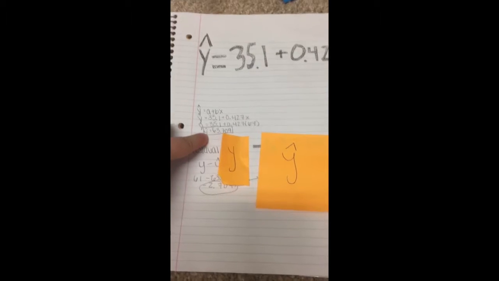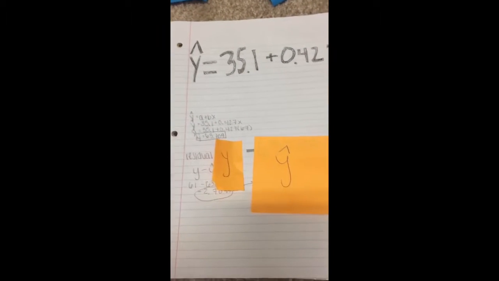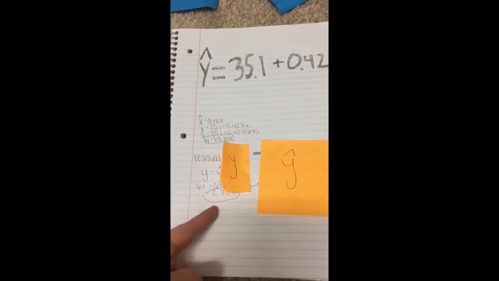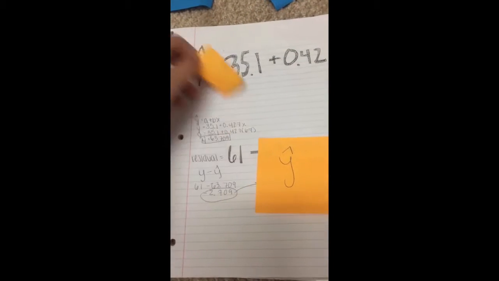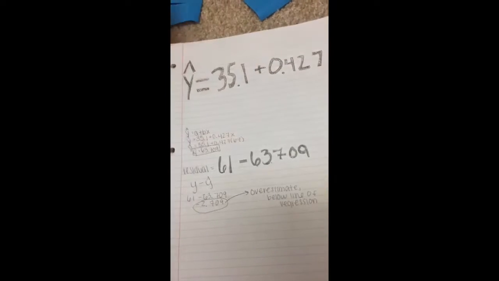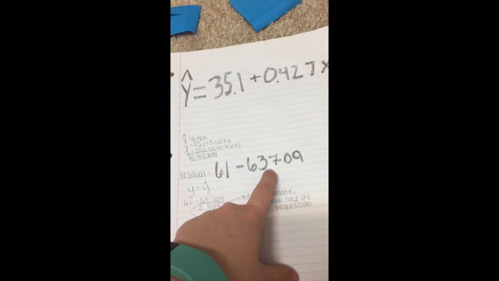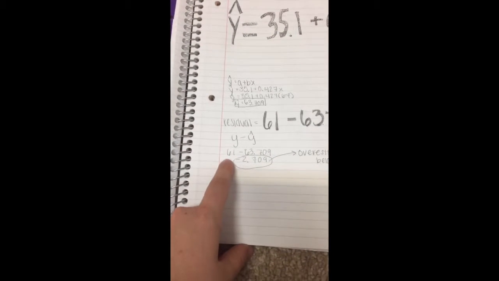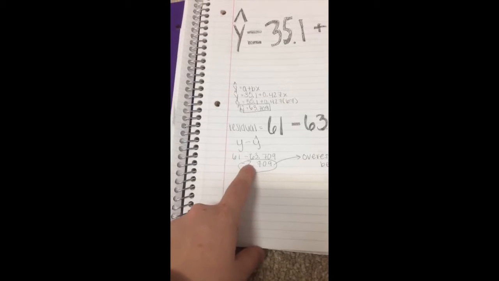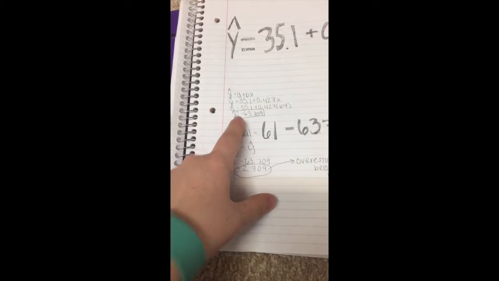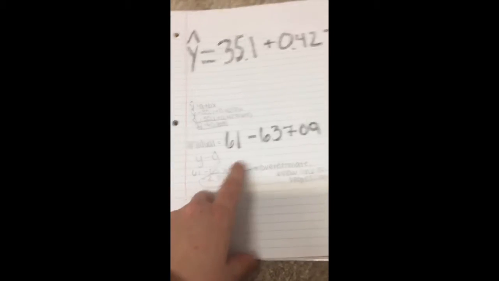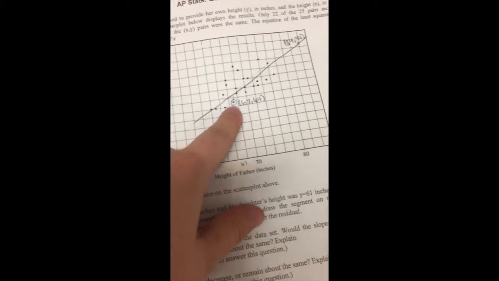And then I can plug this y hat value into the residual equation, which is residual equals y minus y hat, which is essentially the observed y minus the predicted y. So that's going to be 61 minus 63.709. So y minus y hat, we get that y value of 61 from the daughter's height minus our value that we just solved for y hat, 63.709, and we get negative 2.709, which is actually an overestimate because it is below the line of regression.